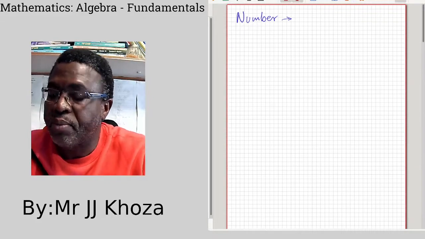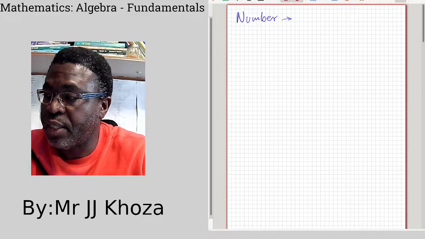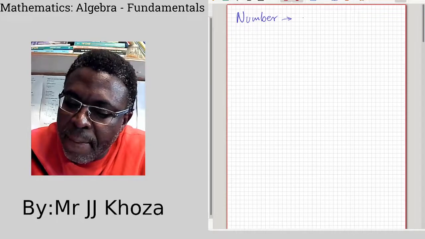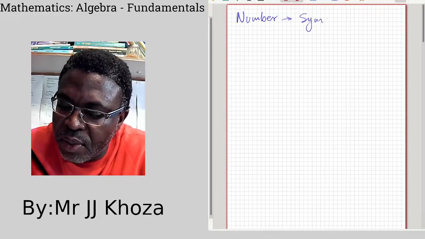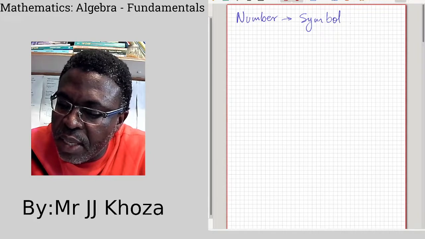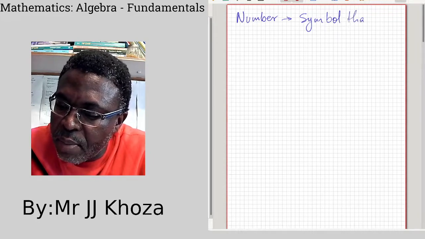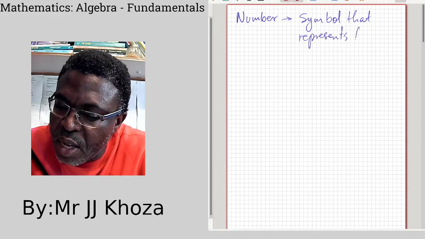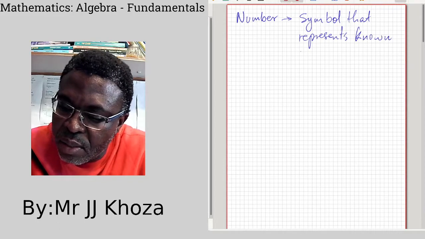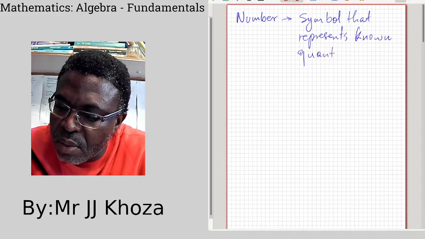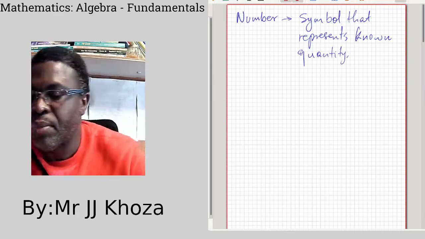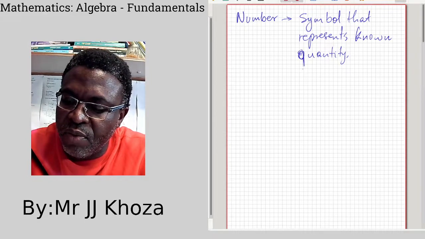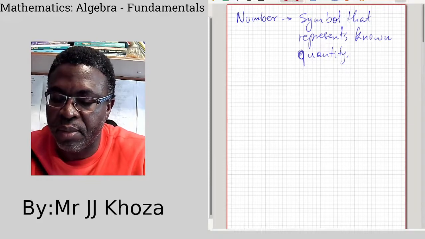A number is a symbol that tells us about a known quantity. A number is a symbol. Do not forget that. A symbol that represents a known quantity. That is a number. You'll find that people often talk about numbers, but they don't know what a number is.